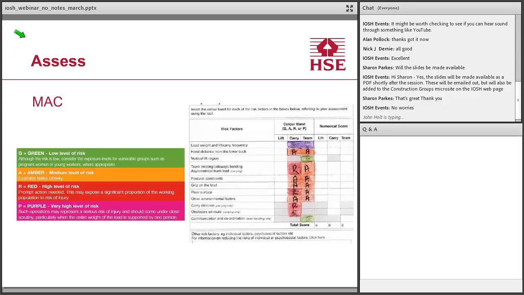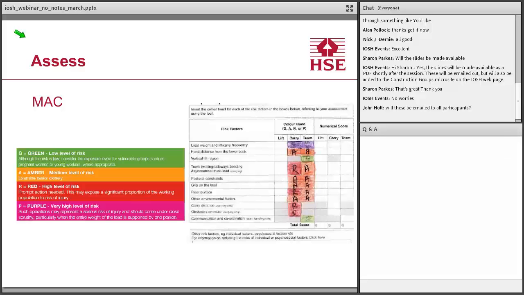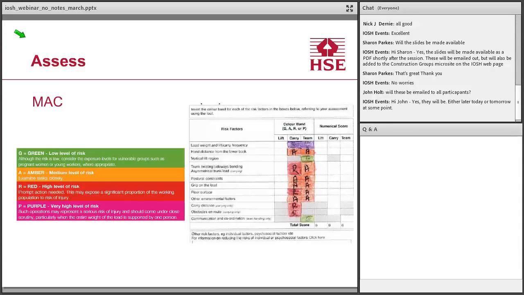The idea about the MAC tool is it gives you a chance to visualize which parts of the task are high risk, which need awareness, and which are actually not a problem. If you fill in the numerical scores on the right hand side, you can use the scores to identify which different tasks on a big site should be addressed first.